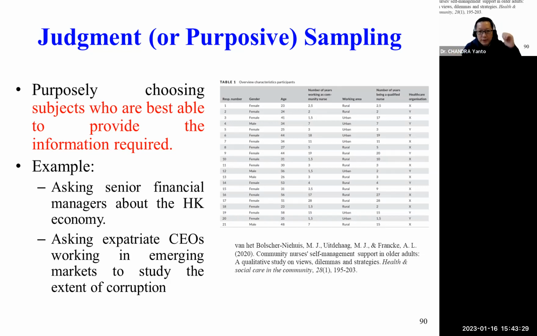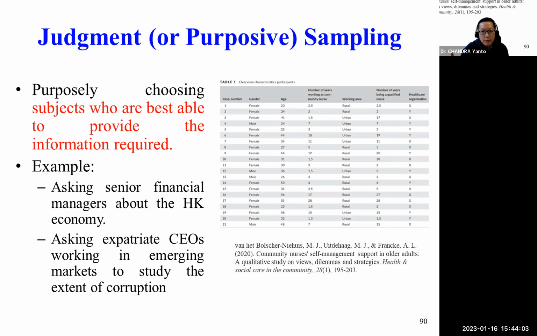They have 21 respondents, right? So basically they are looking at nurses with different numbers of people who work in rural or urban areas and work for different types of healthcare organizations. And basically they can classify into male, female, different ages, different years of working as a community nurse, and where they work, rural or urban, and others. So these are the samples that they can identify.